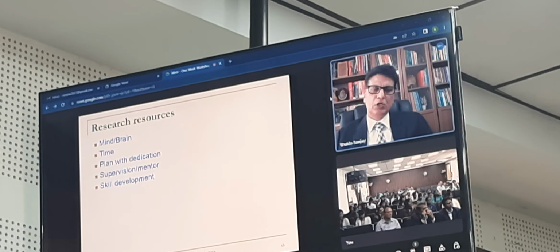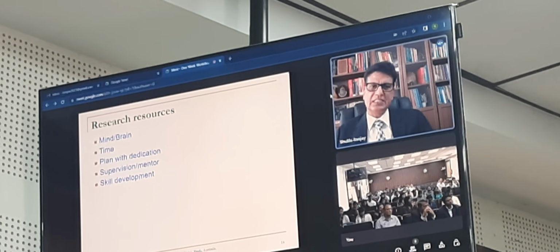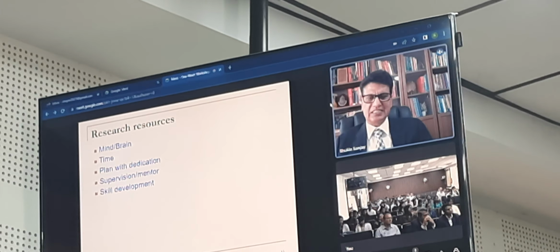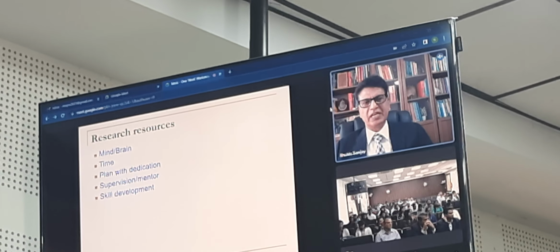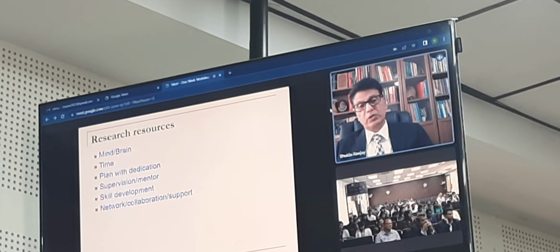Skill development. While research progresses, we need to learn many skills because they are going to help you. Network, collaboration, support.